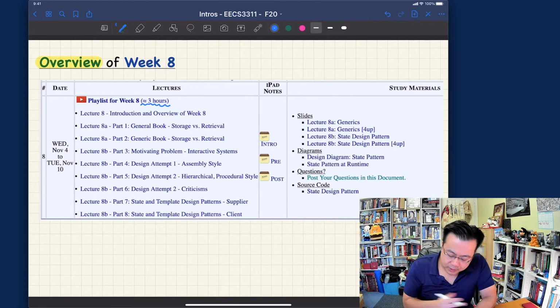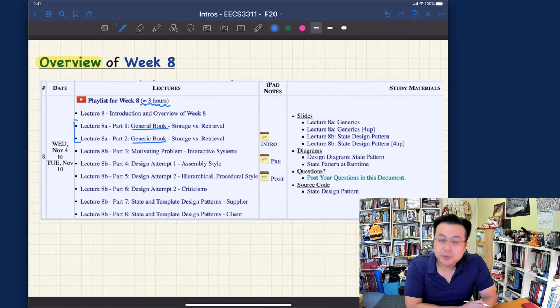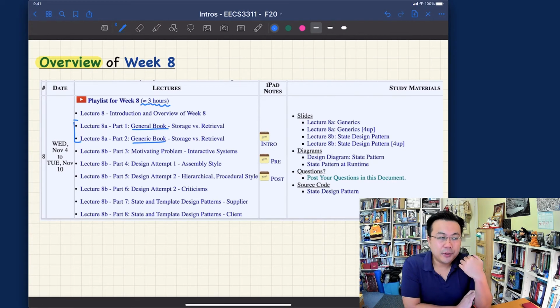For this week, there'll be two parts for the lecture. The first part, we're going to revisit generics, specifically the difference between general book versus generic book. We'll look at the topics for generics from a slightly different angle, more from the inheritance, polymorphism, dynamic binding, and typecasting point of view. Especially, we're going to see how the single choice principle can be violated if you don't use generics properly. That's something we'll discuss in the very first part for this week.